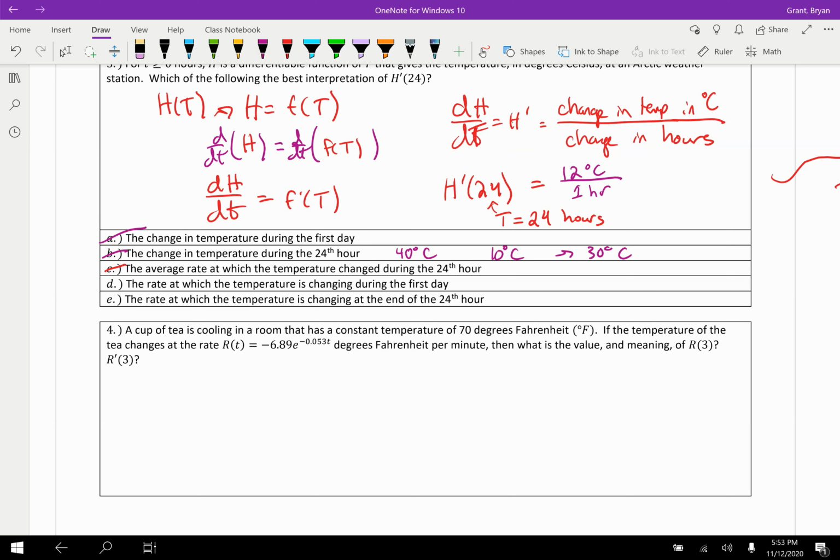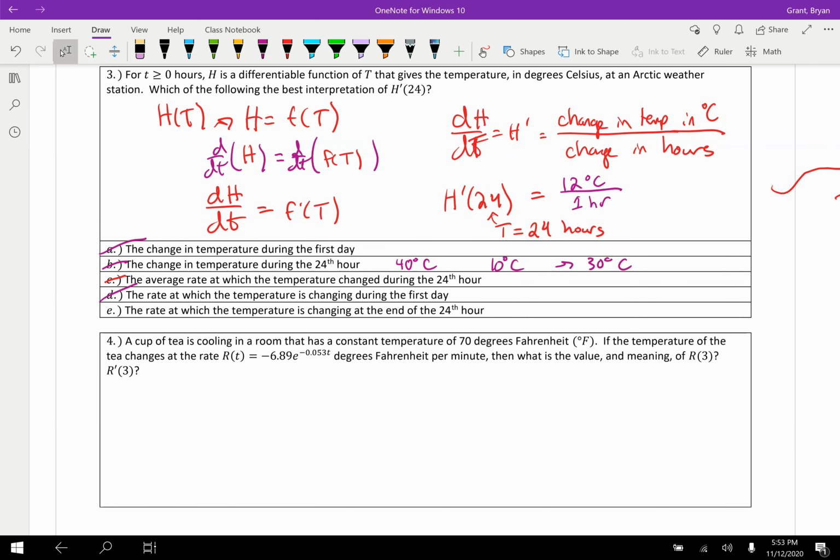Last two, the rate at which the temperature is changing during the first day. The first day incorporates 0 hours, 1 hour, 2 hours, 3 hours, too many hours. We are doing at 24. So the rate at which the temperature is changing at the end of the 24th hour. Really, it could have been at the beginning of the 24th hour, but it needs to be at something to do with that 24th hour, and we're good to go. And notice rate. Rate is always a giveaway for a derivative.